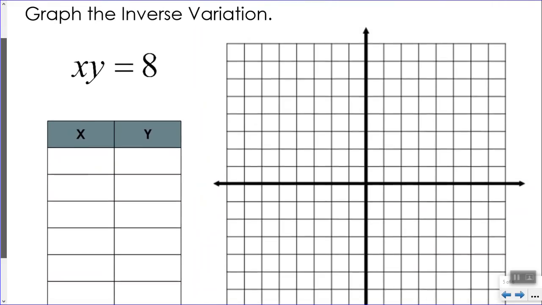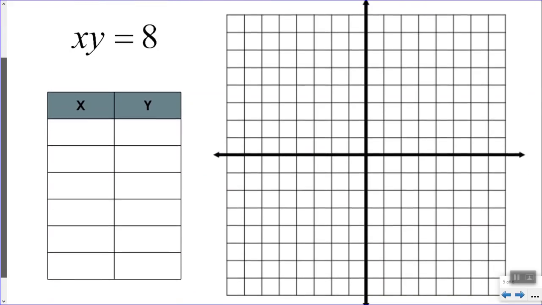When we graph an inverse variation, we're going to use the same process. We create a table and fill in the points. If you want to use your calculator, the equation has to be in the form y equals, so we would just rearrange our terms here. So we have y equals 8 over x. I can type that in on the y equals screen and then go to the table, and I can get some points that I can use to plot for my graph.